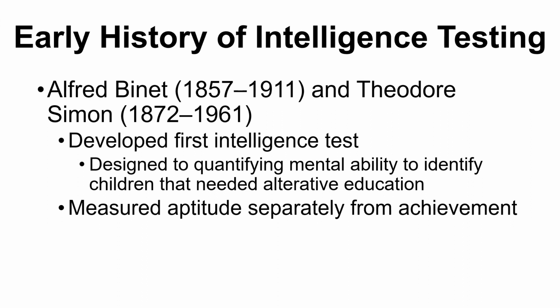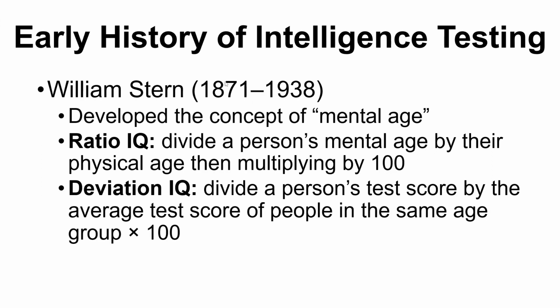So that's a really important starting point because it allows us to get to William Stern, who developed the concept of mental age and also used that idea of mental age versus our physical age and what we would anticipate someone could do at their physical age, and we can compare the two. So this is how we would conceptualize our current IQ scores. A higher IQ score means more intelligent, and a lower IQ score means less intelligent.